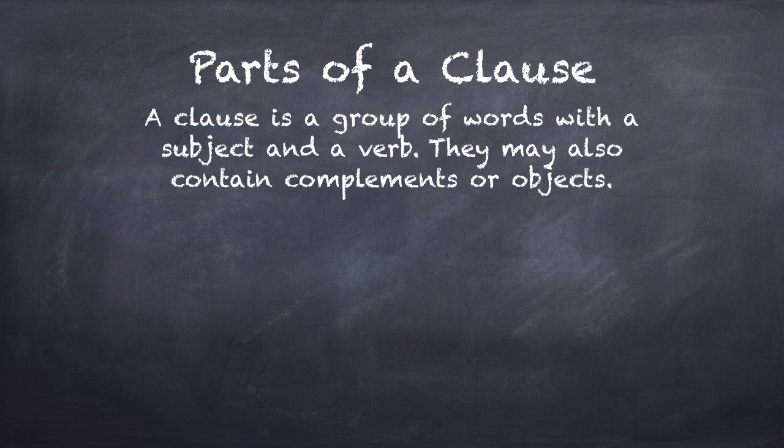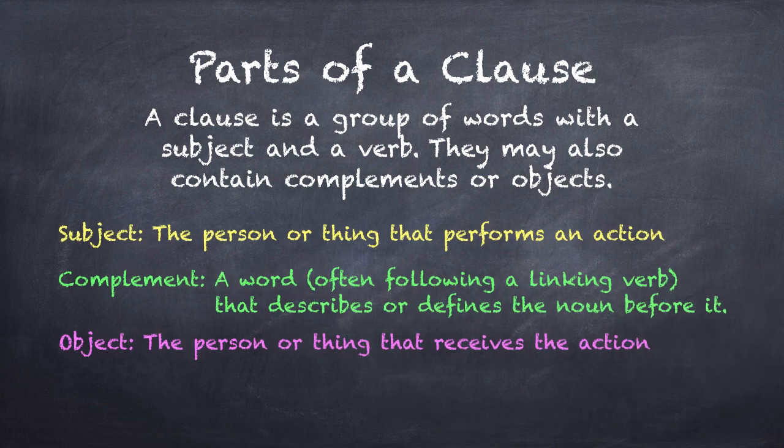it's considered a clause. A subject is the person or thing that performs the action in the sentence. A complement is a word that usually comes after a linking verb that describes or defines the noun that comes before it. The object is the person or thing that receives the action in the sentence.